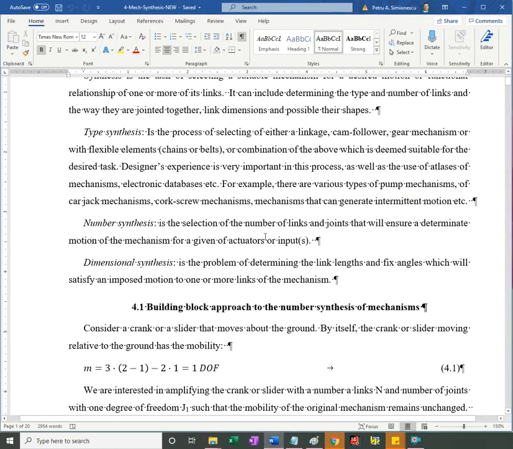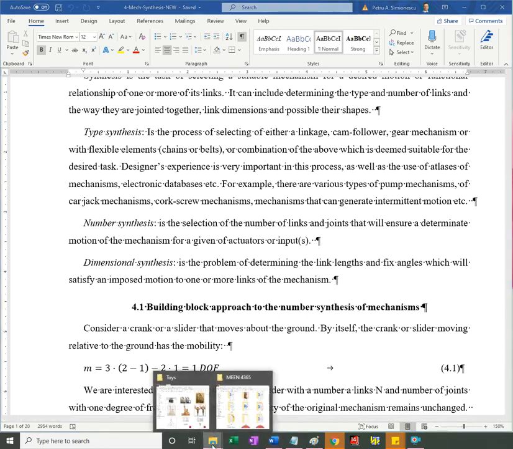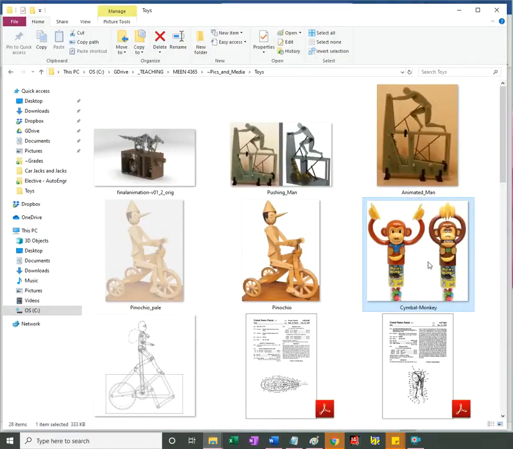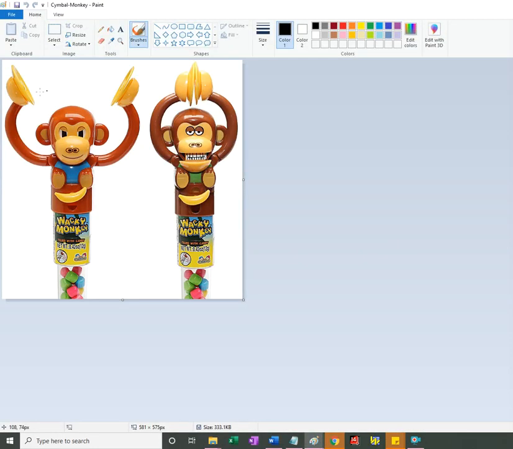So number synthesis, confirming with mobility Grübler's formula the degrees of freedom, and then dimensional synthesis. You want a certain range of motion. Going back to this character, you want a certain range of motion for the arm of the character.